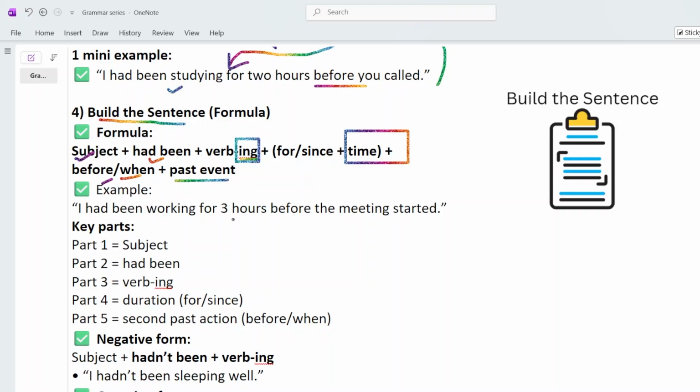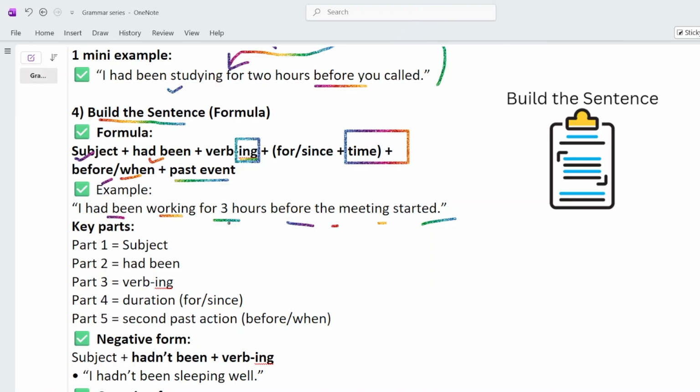Let's look at a full blown example for today. I had been working for 3 hours before the meeting started. What happened? This person had been working for 3 hours. So there's already an action that is going on, continuing before a particular action interrupted this person working for 3 hours, right? So the meeting started only after this person had been working for 3 hours.